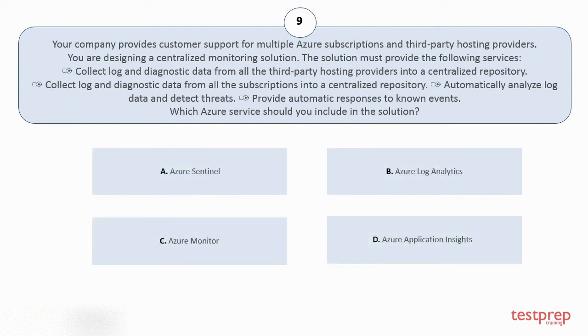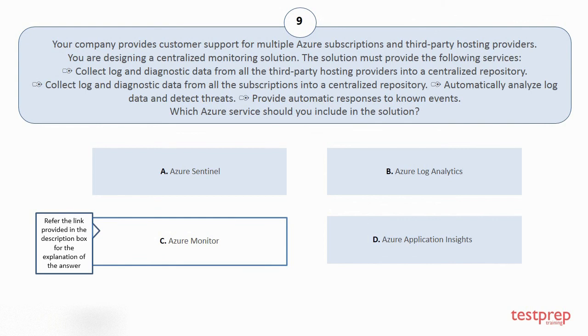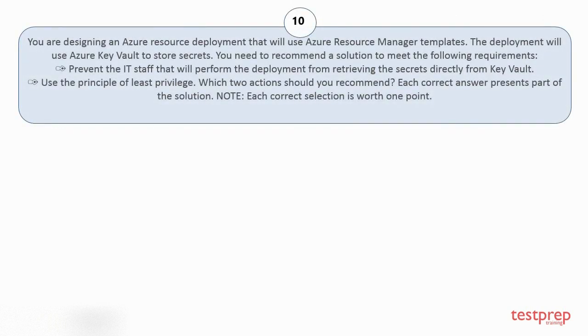Your options are A. Azure Sentinel, B. Azure Log Analytics, C. Azure Monitor, D. Azure Application Insights. The correct answer is option C. Question number 10. You are designing an Azure resource deployment that will use Azure Resource Manager templates. The deployment will use Azure Key Vault to store secrets. You need to recommend a solution to meet the following requirements. Prevent the IT staff that will perform the deployment from retrieving the secrets directly from Key Vault. Use the principle of least privilege. Which 2 actions should you recommend? Each correct answer presents part of the solution. Note, each correct selection is worth 1 point.